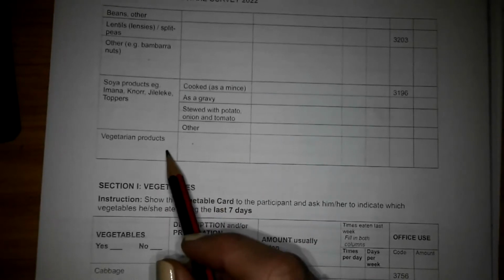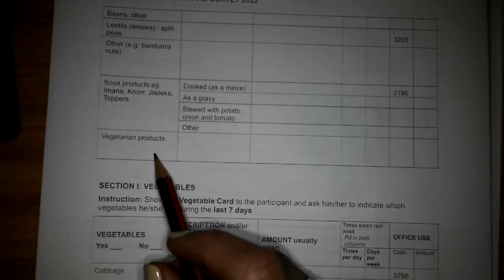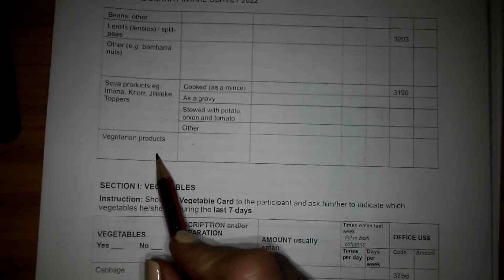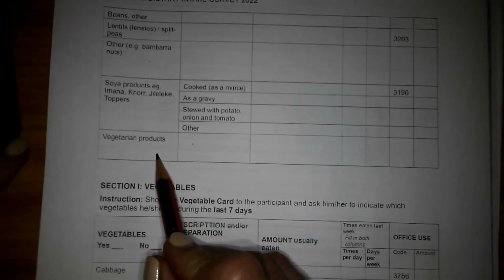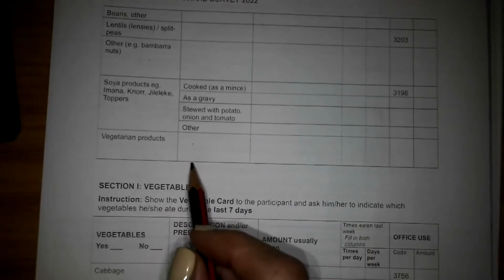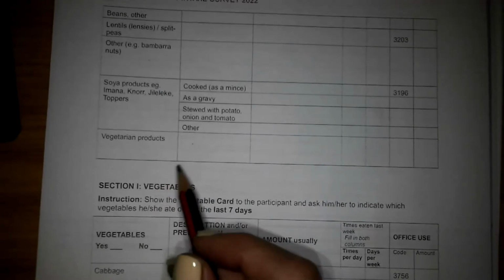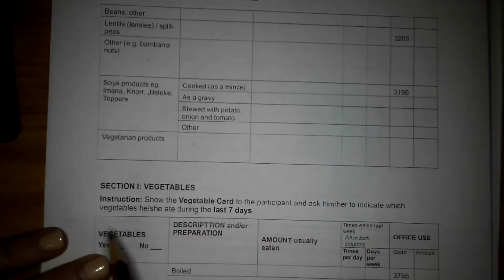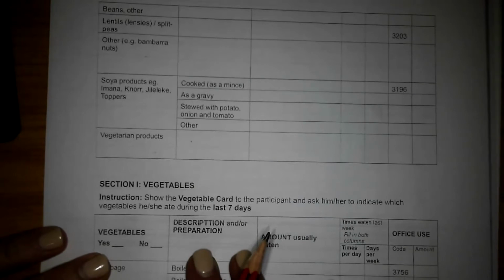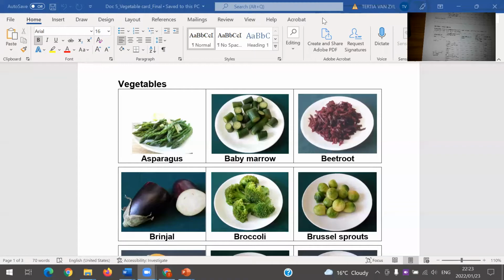There's a variety of vegetarian products as indicated in the manual. It can be processed foods that are made into patties or a sausage type of dish. So please have a look at that. If your participant did consume any vegetarian products, make sure that you do get the correct information for that.